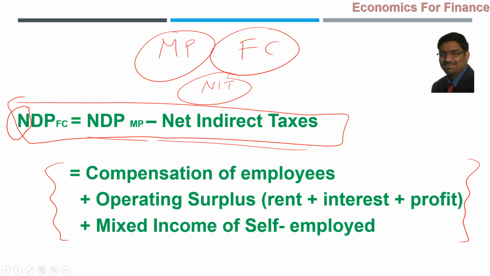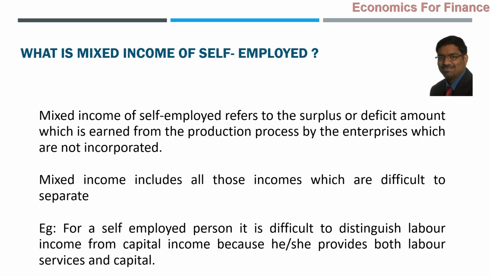These differences are the only thing that we should understand very clearly. Difference between gross and net is depreciation. Difference between domestic and national is NFIA. Difference between market prices and factor cost is net indirect taxes. Difference between real and nominal is inflation. That's all. These are conceptual things that we should remember.